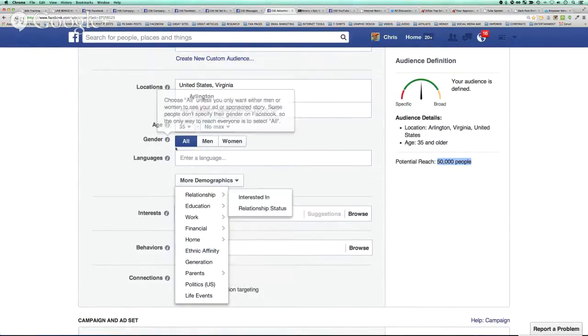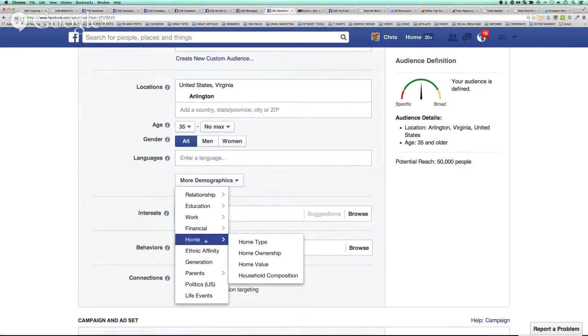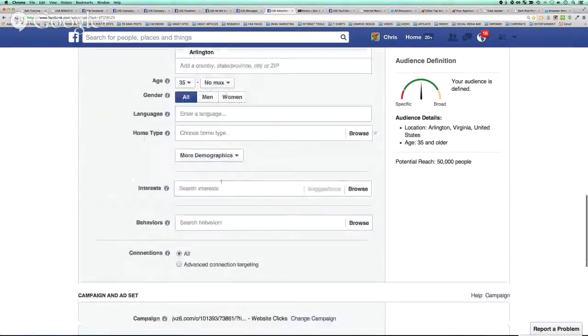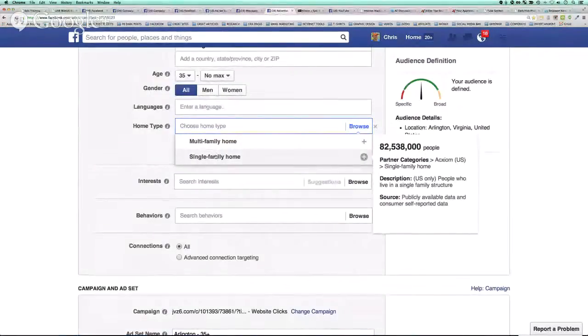So you can go into these: financial net worth, income, education, different things here. This is more demographic. So what I would do is I would split test everything. I would run an ad just to general people there. I'd run an ad to specific demographics. I'd probably run several ads here, one for each one of these: single family home, multifamily home, so people who live in an apartment complex, condo, duplex, here, people who live in a single family structure.